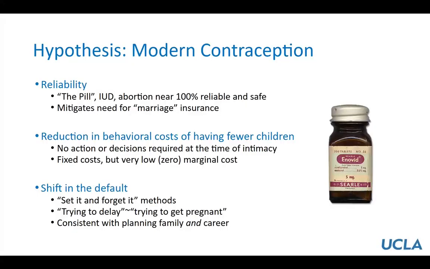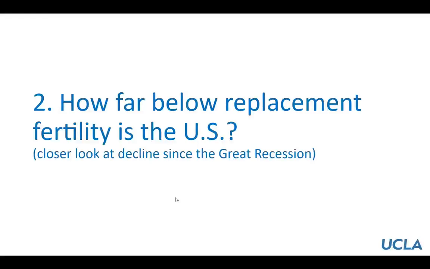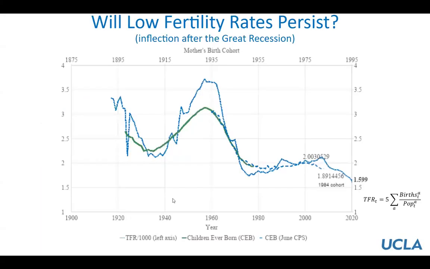There's a lot of evidence on this I'm not going to talk about, but let's get to the last question. How far below replacement fertility is the US? This is hard to measure. Okay, at least my slides don't look completely terrible here, but I'm plotting out the total fertility rate and also this completed rate of childbearing.